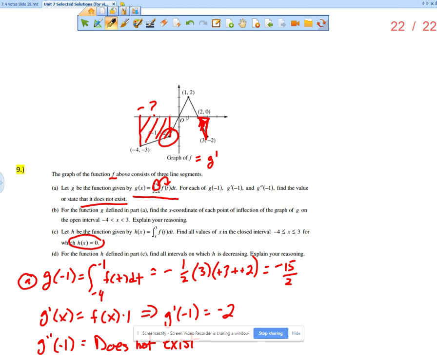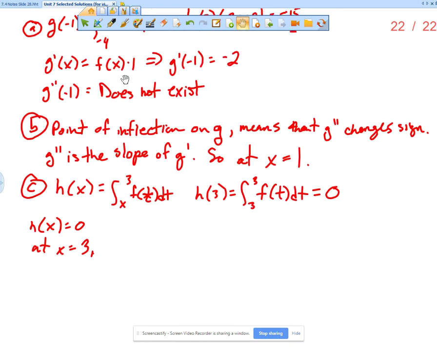Now, keep going back. What about the integral from 1 to 3? That would be this area plus this area. But remember, this area is negative and this area is positive, and they are equal in size, and so they would cancel each other out. So that means h of 1 would be the integral from 1 to 3 of f of t dt, which is also 0. So x equals 3, x equals 1.